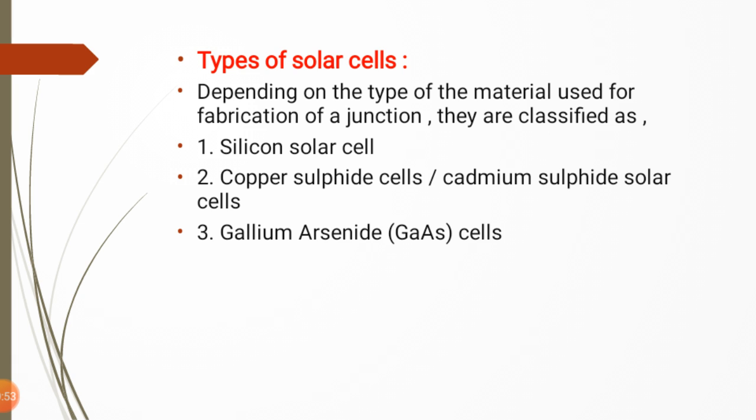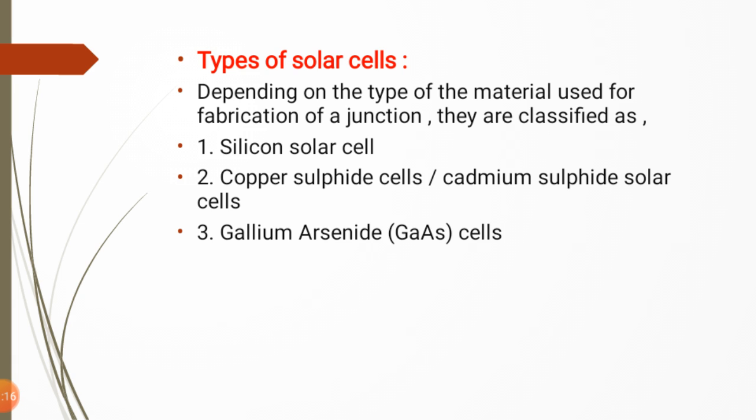Depending on the type of material used for fabrication of a junction, they are classified as: first is the silicon solar cell, second is the copper sulfide cells or cadmium sulfide solar cells, and third is the gallium arsenide solar cells.